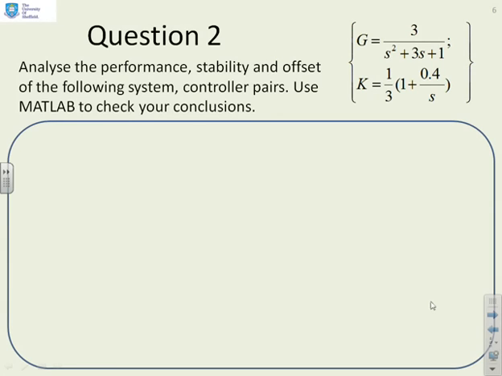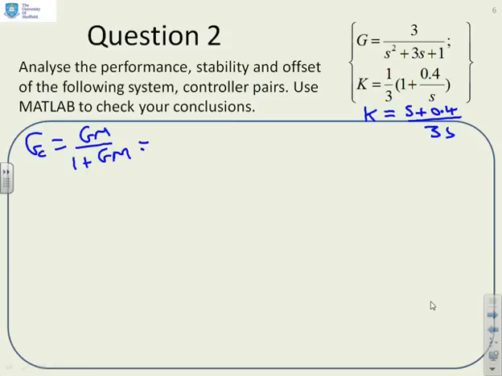Okay, next question. So here we've got the same sort of thing. We've got a g and we've got a k, and we want you to look at that and say, what do you think? So first, let's calculate our closed loop transfer function, which is gm over 1 plus gm. And I'm going to rewrite this k just for convenience, so we can see as s plus 0.4 over 3s.